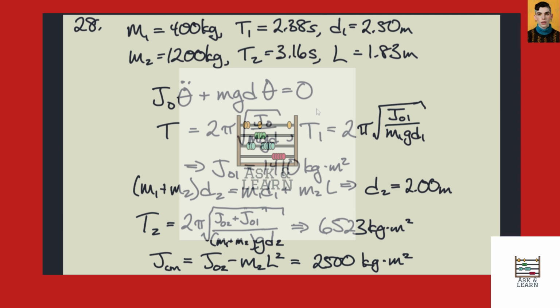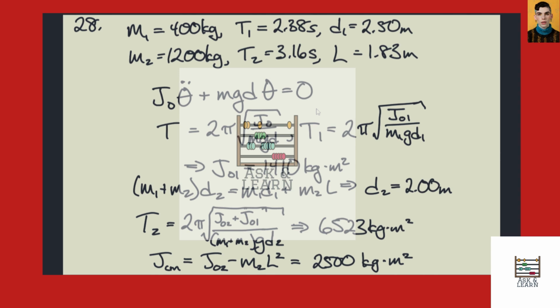So now we can again use our pendulum equation, but now with our total mass moment of inertia, our total mass, and our new D. Plugging in everything, we get that the period is 2 pi times the square root of the mass moment of inertia, divided by the total mass times G times the distance from the pivot to the new center of mass.